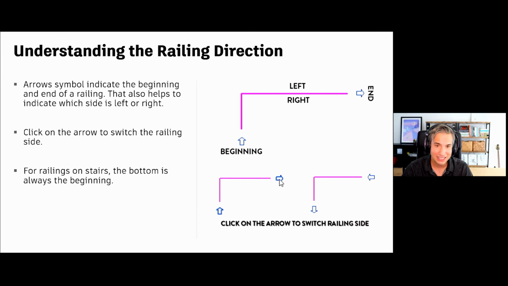First, the railing direction. So you might be seeing these little arrows that represent the beginning and end of a railing. That's helpful not only to know where's the beginning and end, but also to know what side is the right side and what side is the left side, which is helpful when you're placing handrails, for example, which you can either place on either side of the railing. And you can switch the side of the railing by clicking on one of the arrows. And if you have a railing that is placed on the stairs, the beginning of the railing is always at the bottom.